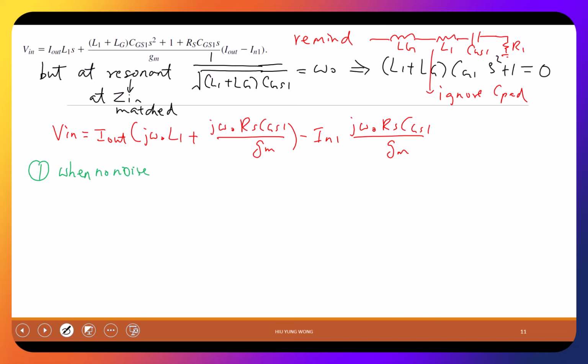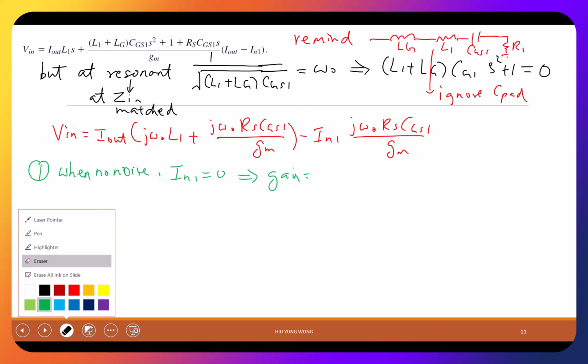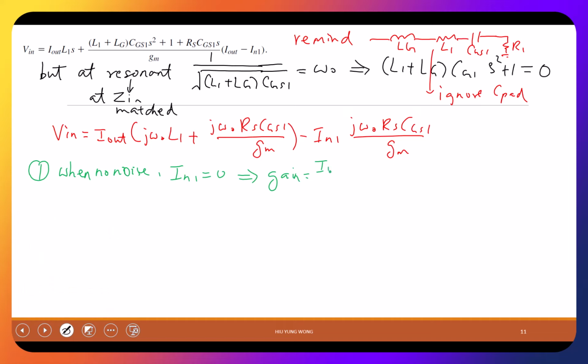When there's no noise, then of course I_N1 equals 0, right? So what is the gain? The gain equals V_in divided by I_out. And we only care about I_out divided by V_in, I'm sorry. Very good. It is equal to I_out divided by V_in, right?